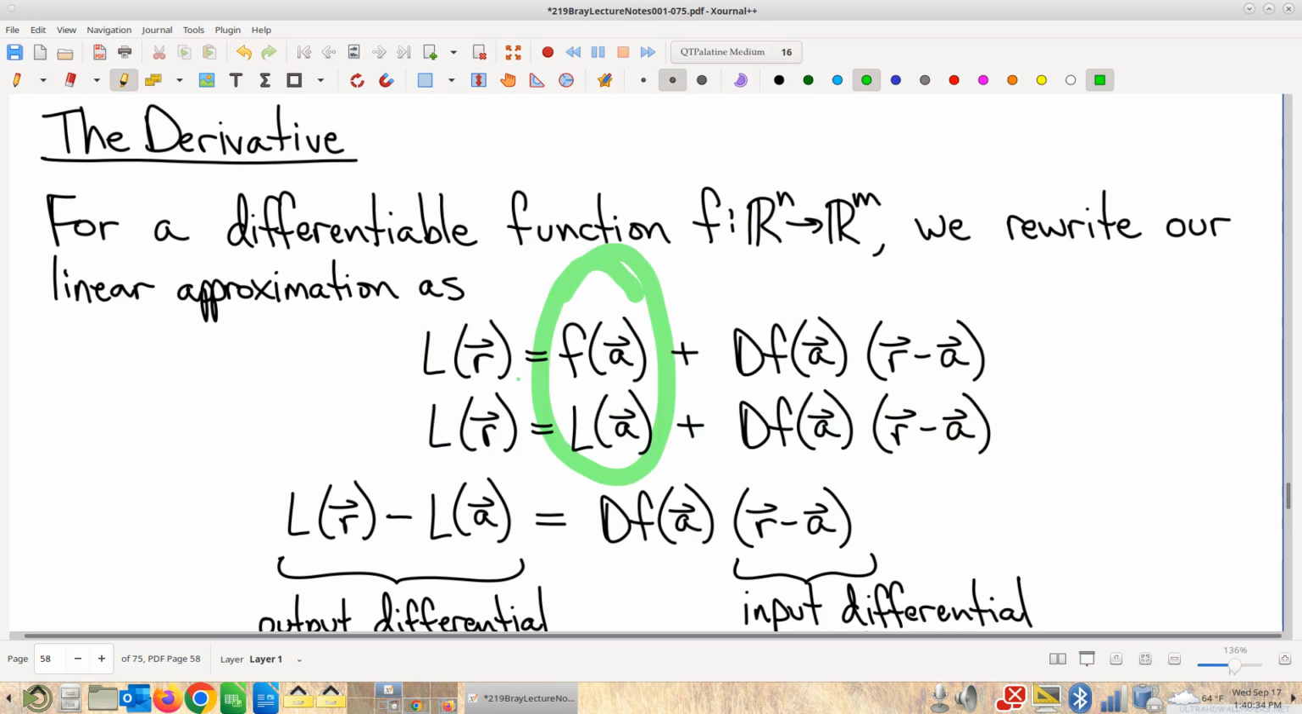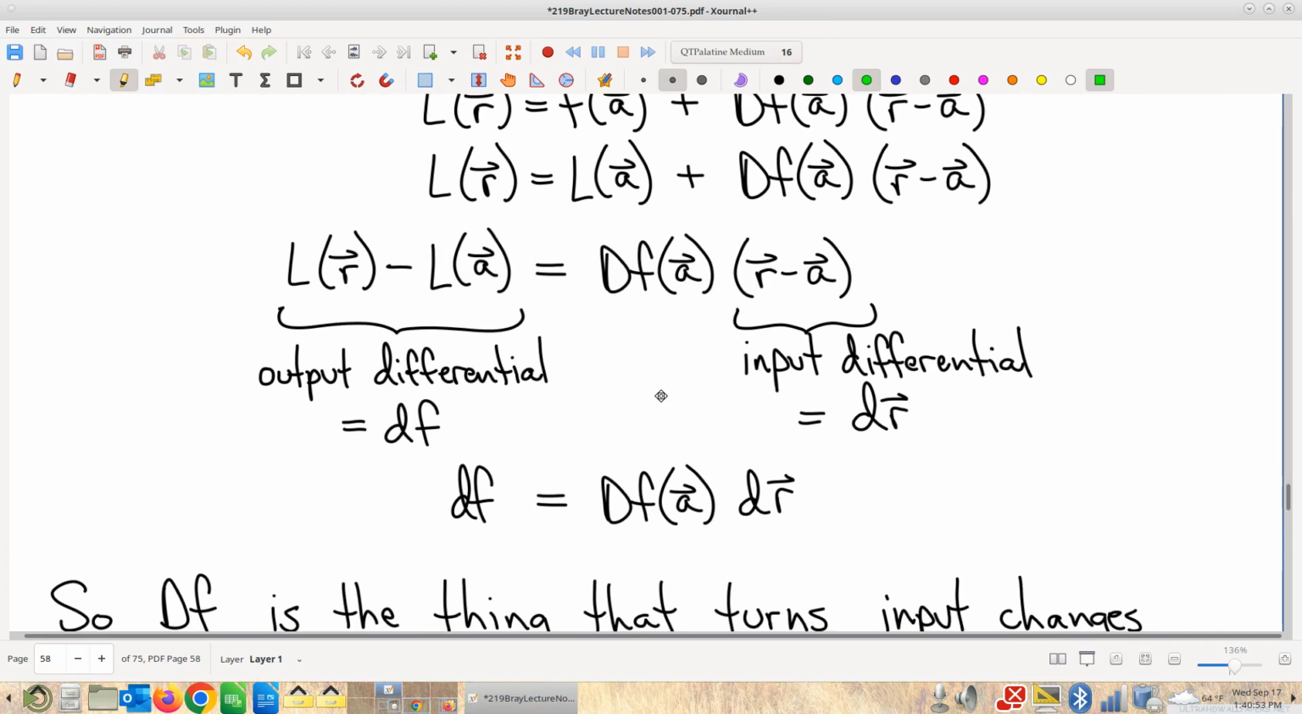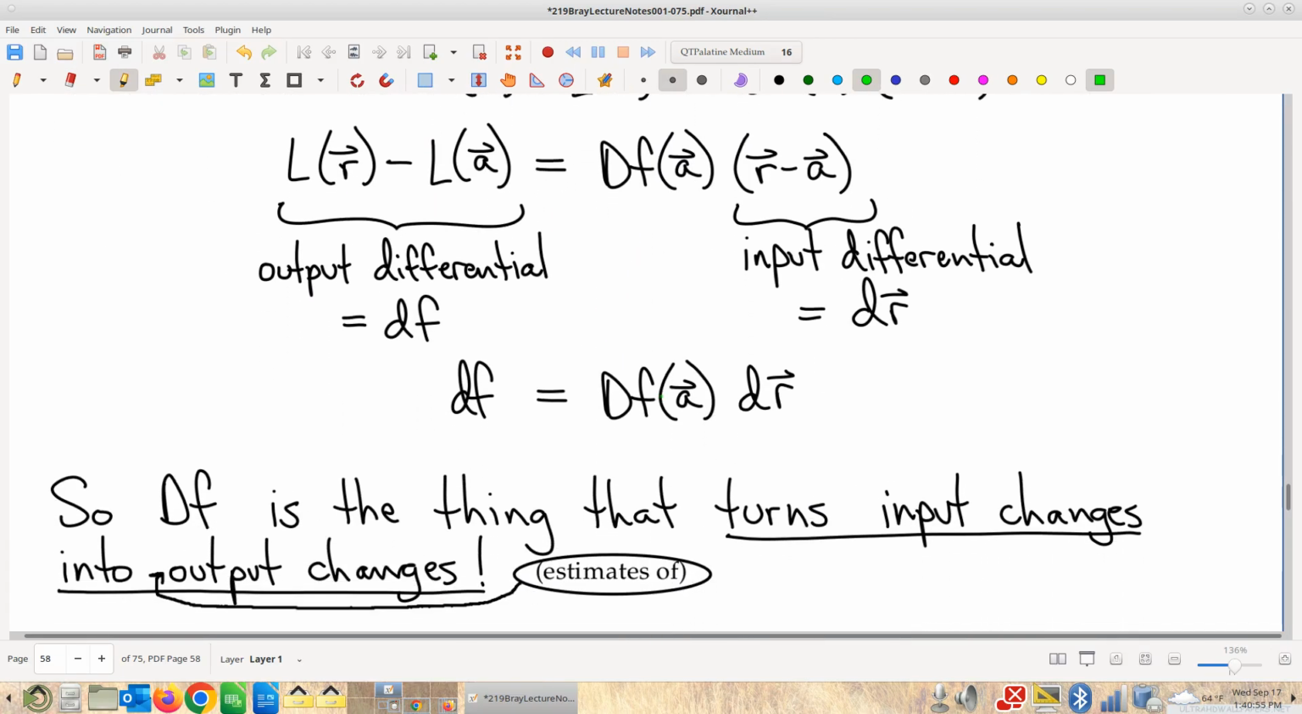The value of f and the value of L agree at the point A, so I can make this little micro change right here. You can also take this L and subtract it over to the other side of the equation. No big deal there, right? Hardly anything has happened. And yet, notice we now have a different take on what the derivative matrix is.